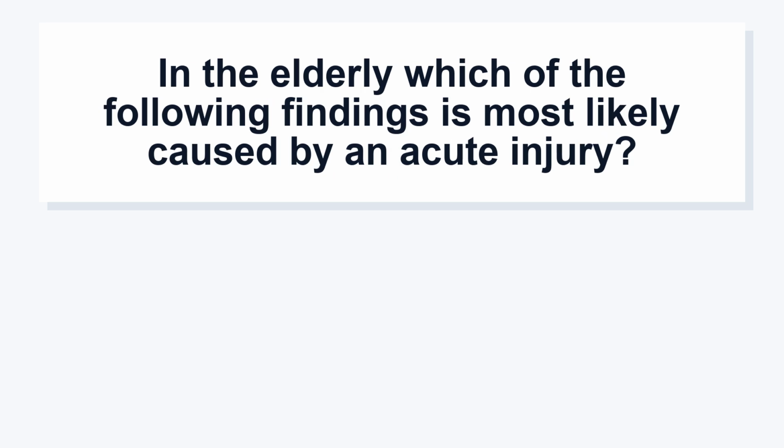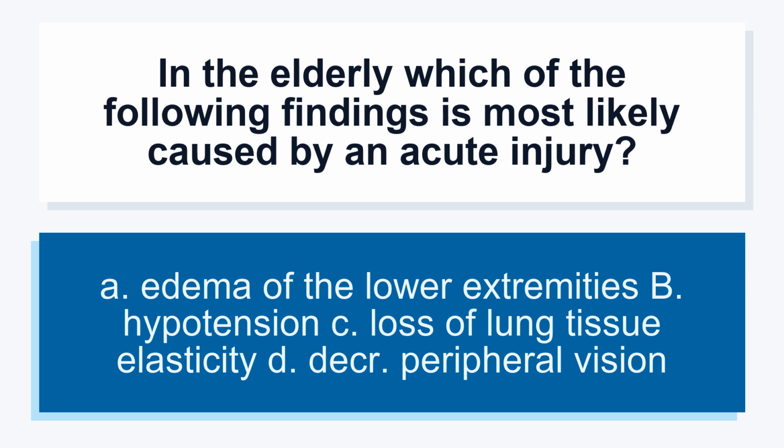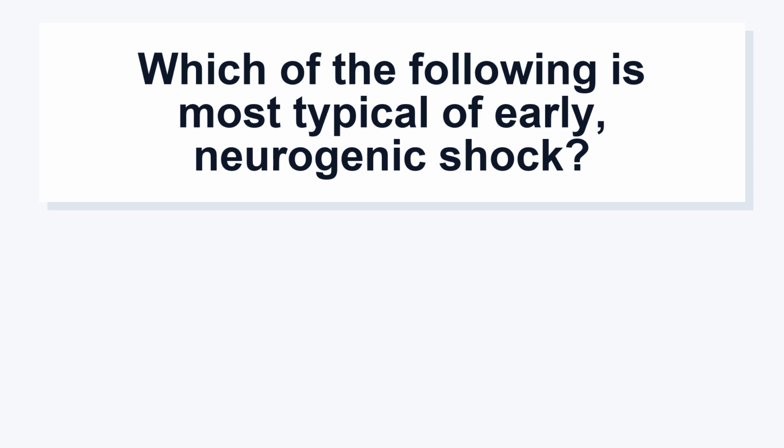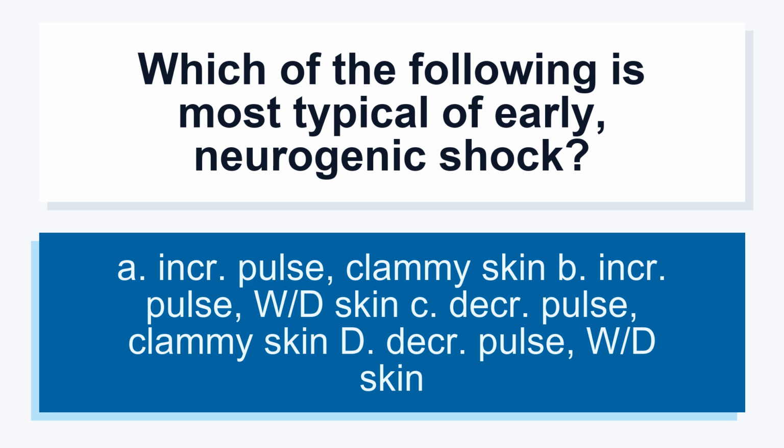In the elderly, which of the following findings is most likely caused by an acute injury? A. Edema of the lower extremities. B. Hypotension. C. Loss of lung tissue elasticity. D. Decreased peripheral vision. Which of the following is most typical of early neurogenic shock? A. Increased pulse, clammy skin. B. Increased pulse, warm dry skin. C. Decreased pulse, clammy skin. D. Decreased pulse, warm dry skin.